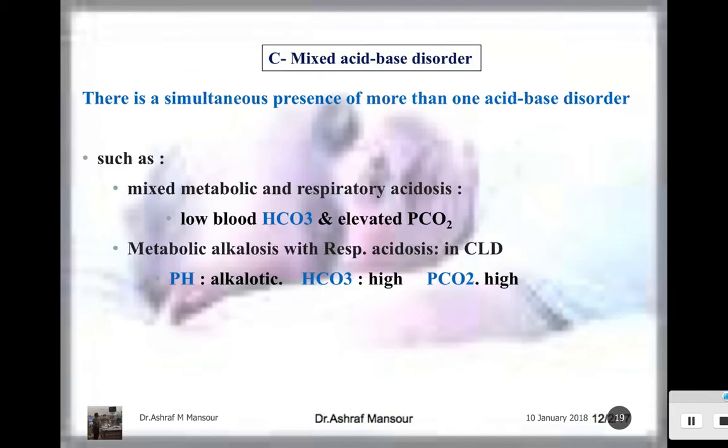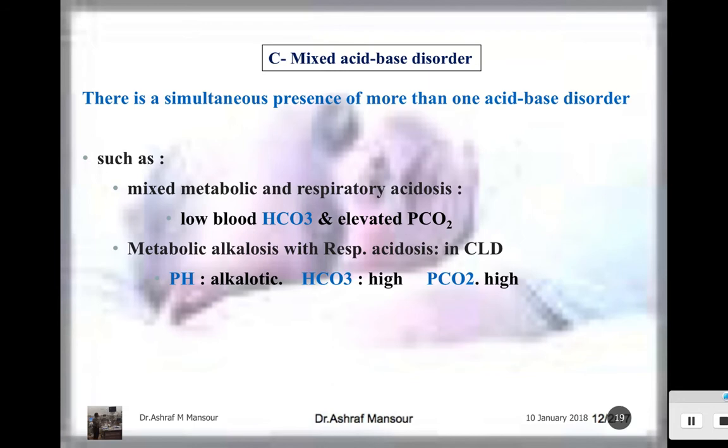The third type is a mixed acid-base disorder, where you will find at the same time more than one acid-base disorder, like mixed metabolic and respiratory acidosis, where the pH is acidotic, the bicarb is low as a metabolic element, and the elevated CO2 as a respiratory element.